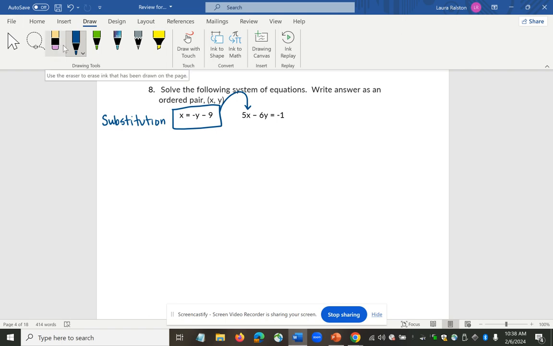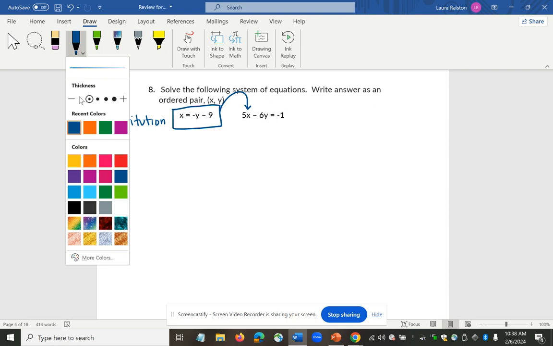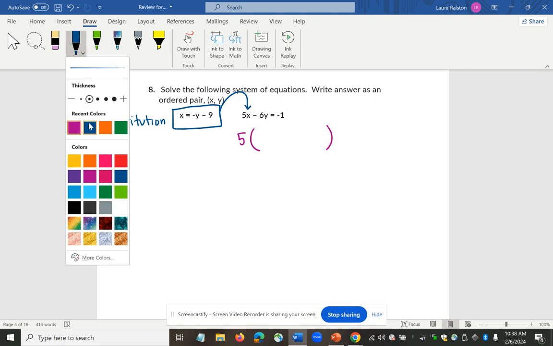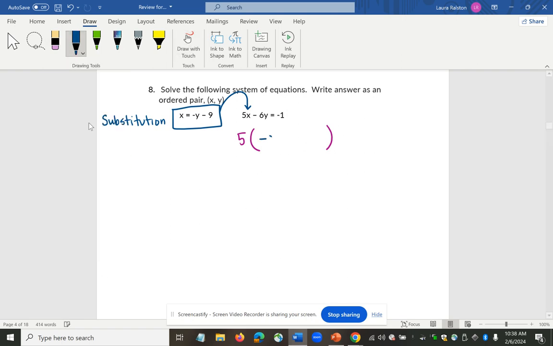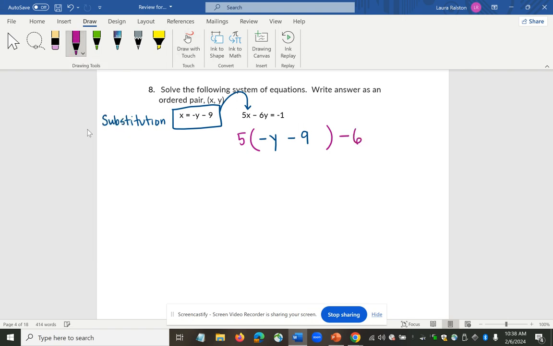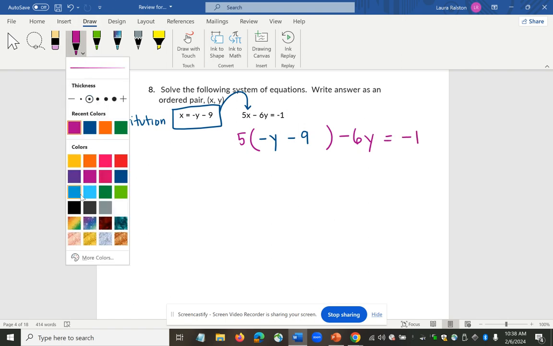So I would have, let me see if I can color code this for you, 5 times negative y minus 9. See, I took the x out and replaced it. Minus 6y equals negative 1. And then I need to simplify that.